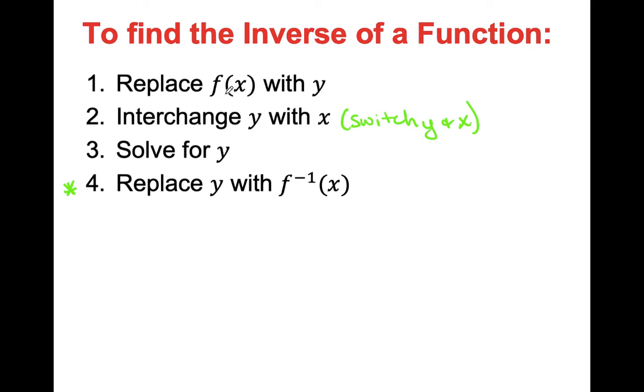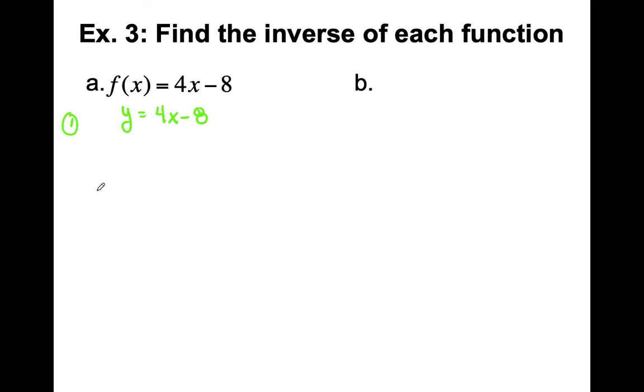All right, so here's the first one. Find the inverse of each function. So we've got the function f of x equals 4x minus 8. So your first step is to replace f of x with y. Step 2 then would be to exchange or switch x and y. So y becomes x and x becomes y. So those two steps hopefully aren't too bad. Step 3, we want to solve for y, so we want to get y alone. So we're going to add 8. We've done these before.